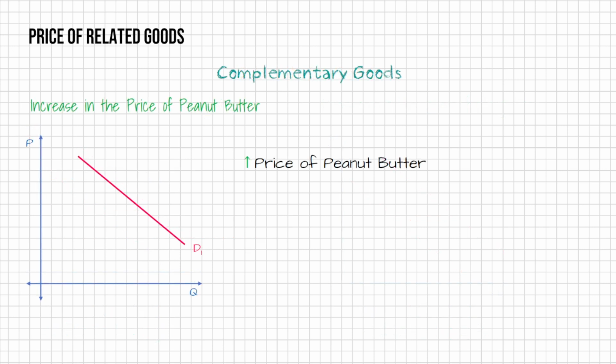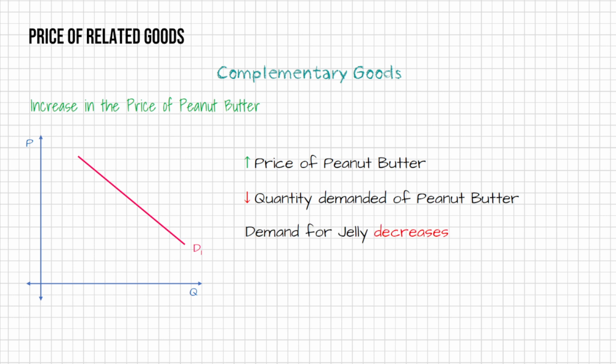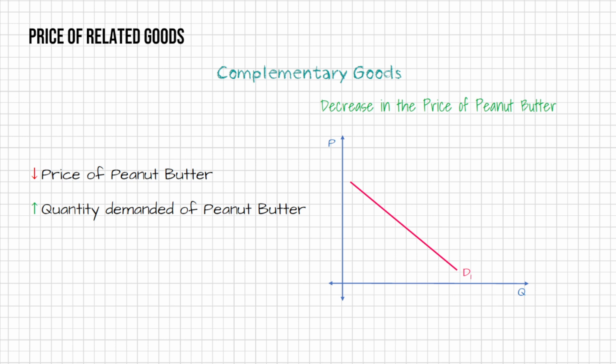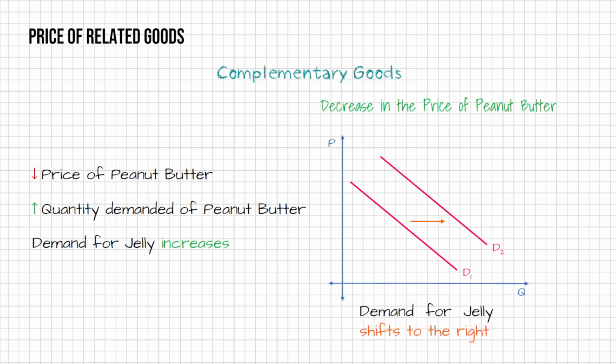An increase in the price of peanut butter decreases the quantity demanded of peanut butter. Since peanut butter and jelly are usually consumed together, the demand for jelly falls. That is, the demand for jelly shifts to the left. On the other hand, a decrease in the price of peanut butter increases the quantity demanded of peanut butter. Since peanut butter and jelly are usually considered complementary goods, the demand for jelly increases. That is, the demand for jelly shifts to the right.